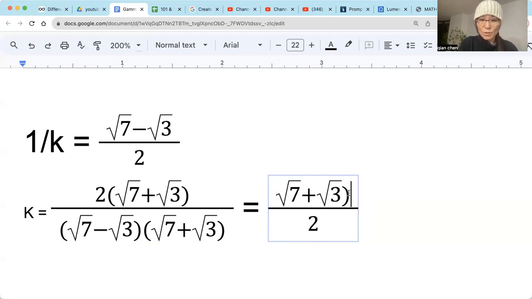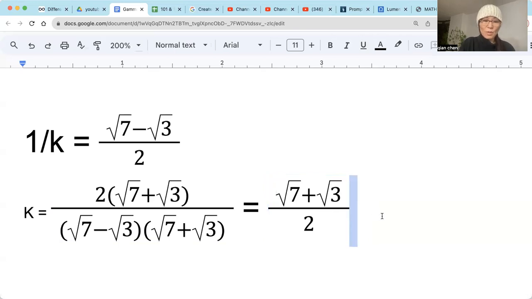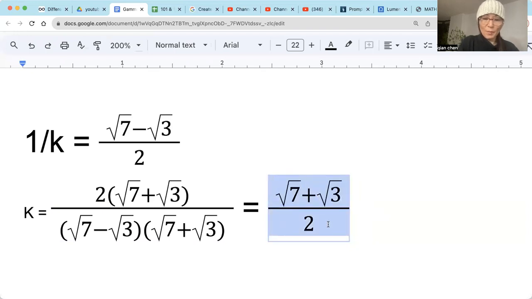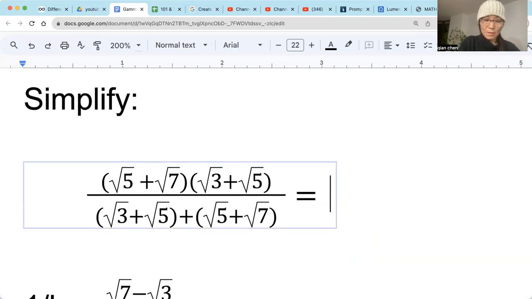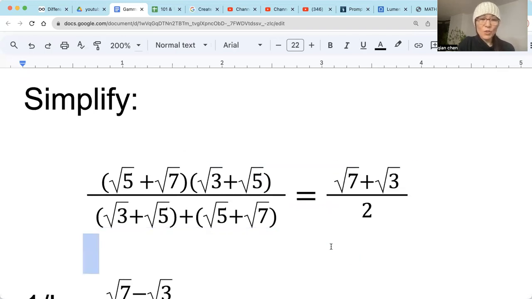The simplified version of the original just becomes square root of 7 plus square root of 3, divided by 2. Let me copy and paste going back. So this k, this expression, simplified to be half of square root of 7 plus square root of 3.